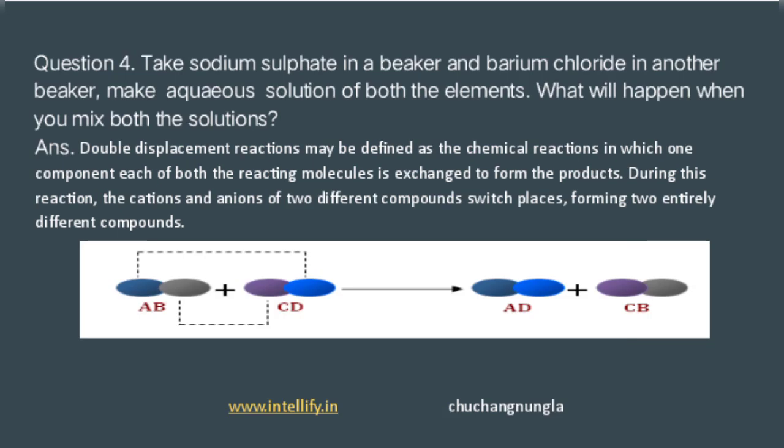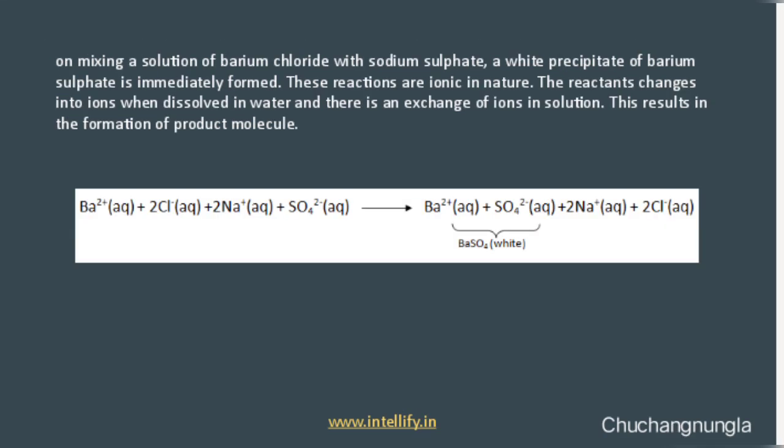Question 4. Take sodium sulfide in a beaker and barium chloride in another beaker. Make aqueous solutions of both the compounds. What will happen when you mix both the solutions? So here the reaction involved is a double displacement reaction. A double displacement reaction may be defined as the chemical reaction in which one component each of both the reactant molecules is exchanged to form the products.